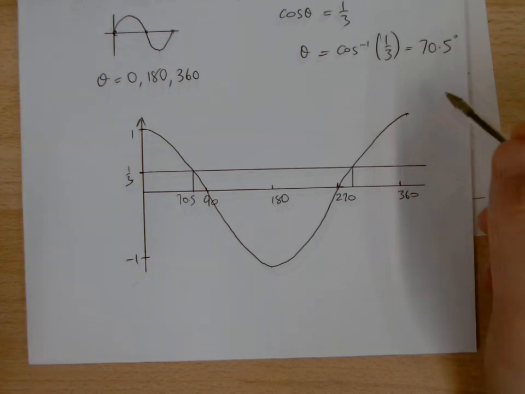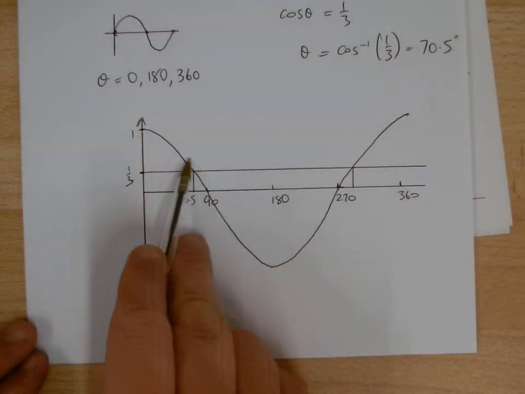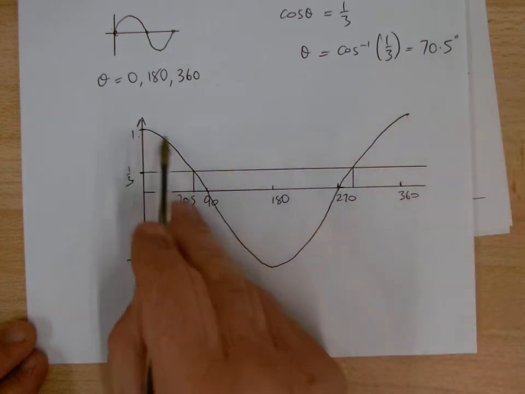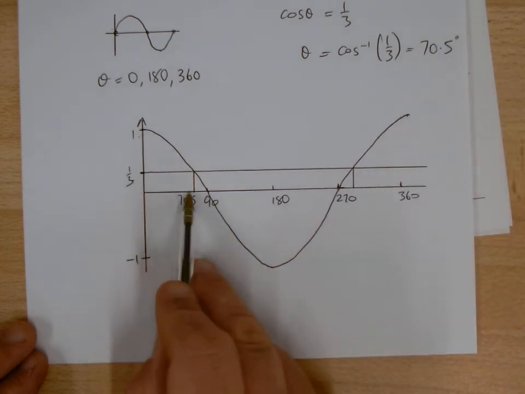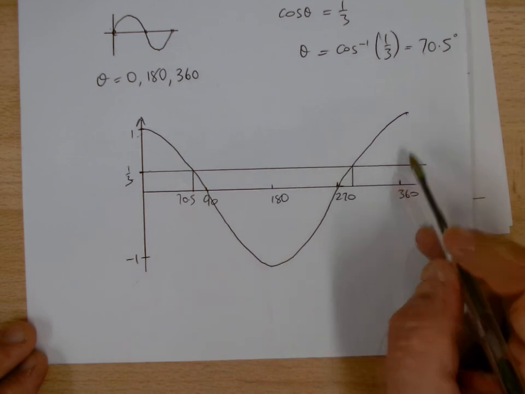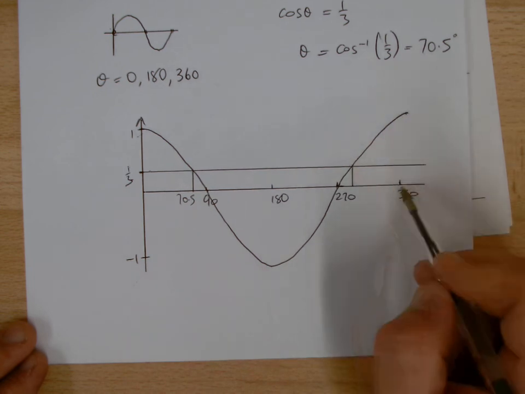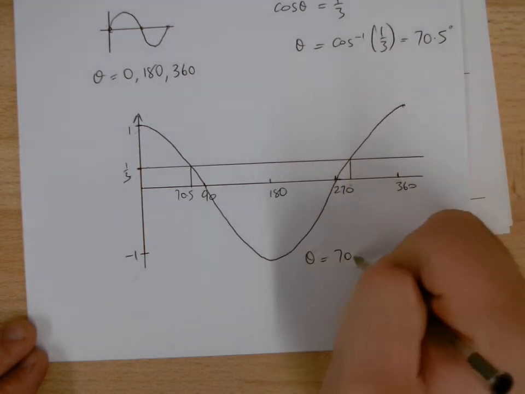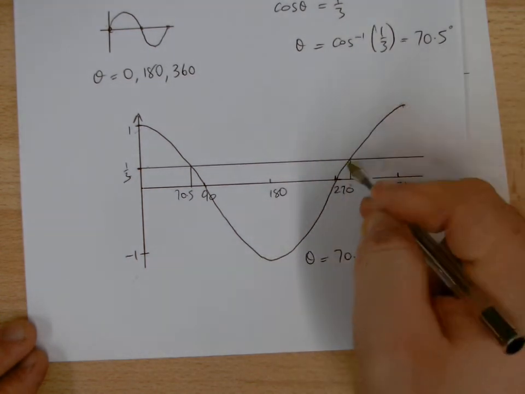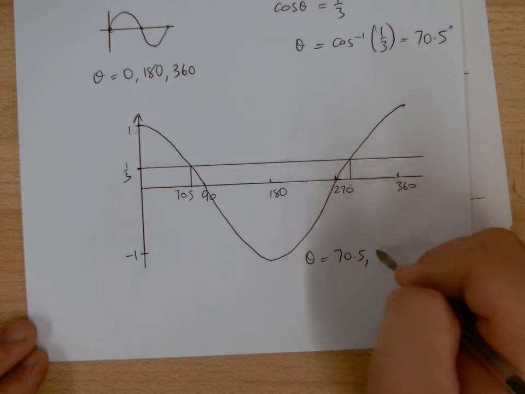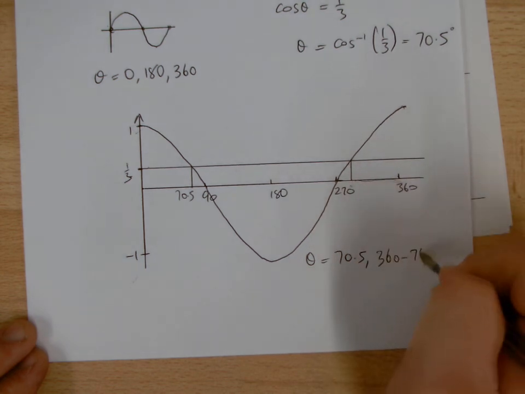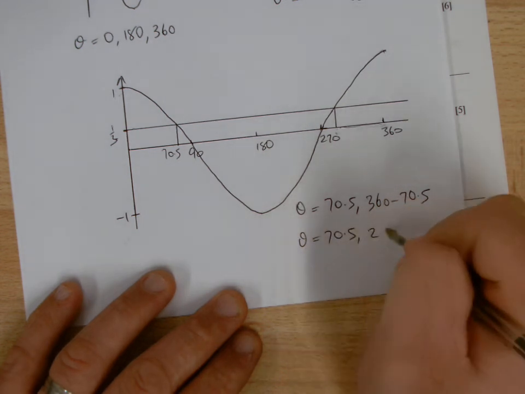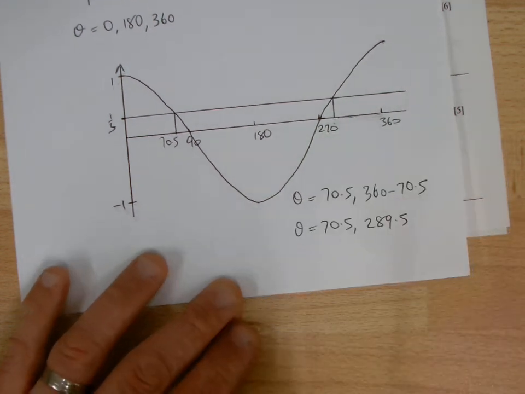There's a symmetry there. So that slope going down here is exactly the same as this slope going down here. So when you go down that slope, you're going across 70.5. It's exactly the same when you're going down this slope backwards, you're going backwards 70.5. So the two results to this will be 70.5, and because you're going back 70.5 from 360, you take it away. So 70.5 and 289.5.